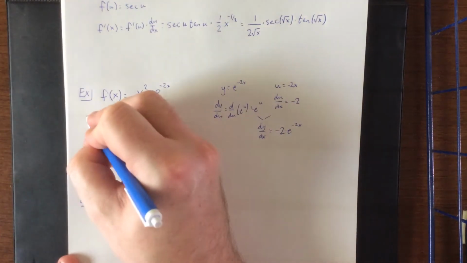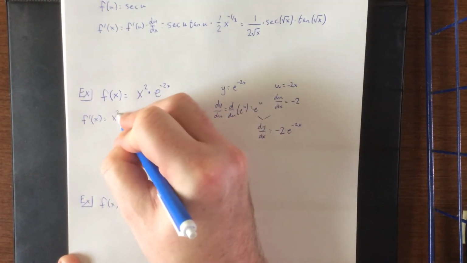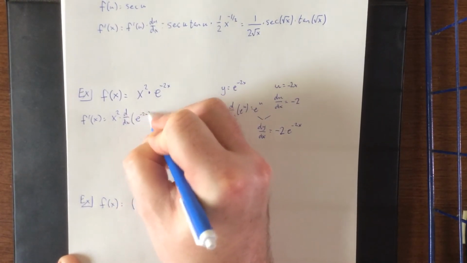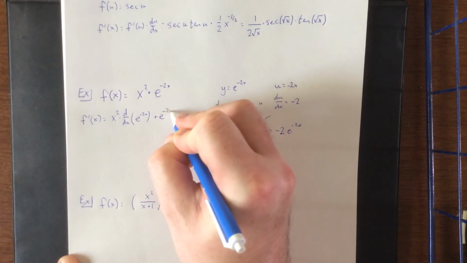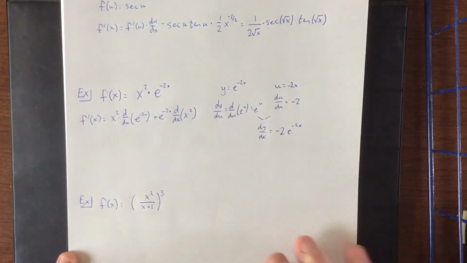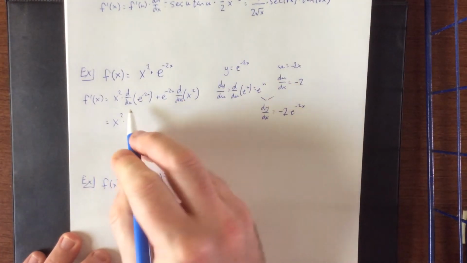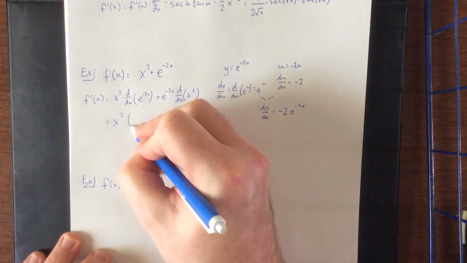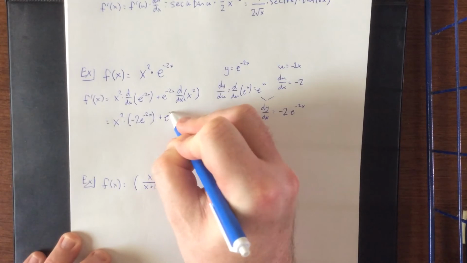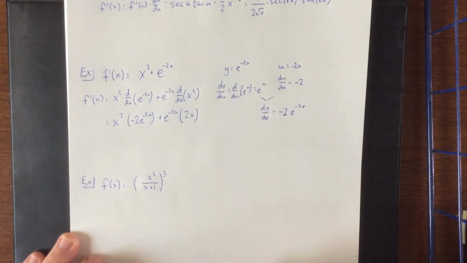So, combining that with the product rule over here, this will be f prime of x is equal to the first times the derivative of the second, plus the second times the derivative of the first. Now for the first portion, x squared times this derivative is what we did over here. That'll be negative 2 e to the negative 2x plus e to the negative 2x times the derivative of x squared, and that would be 2x.